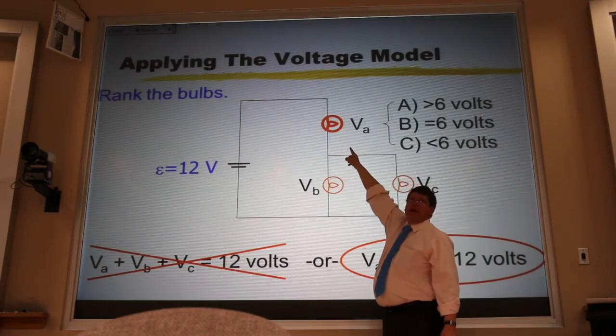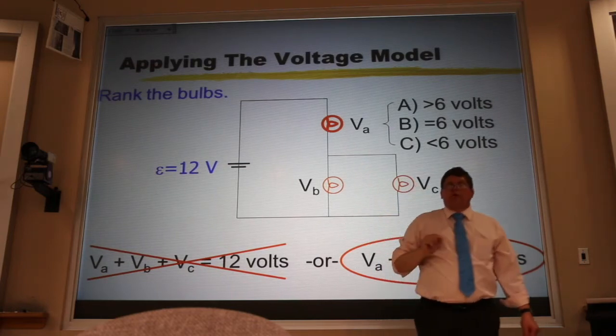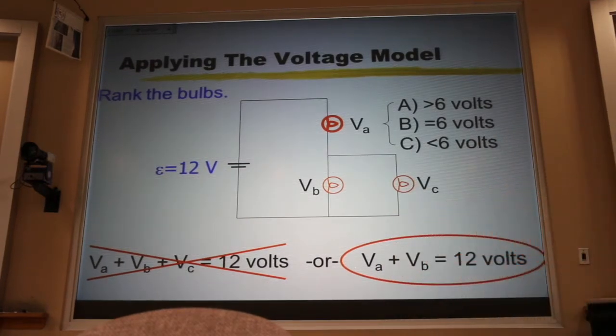Now, if this plus this has to add up to 12, and that's brighter than that bulb, what does that tell me about the volts across bulb A? Well, it's got to be bigger than half, bigger than 6. And so the correct answer is A. Okay?